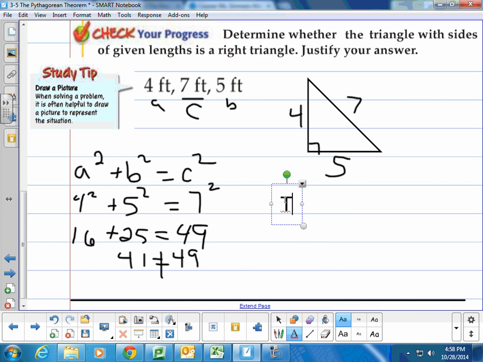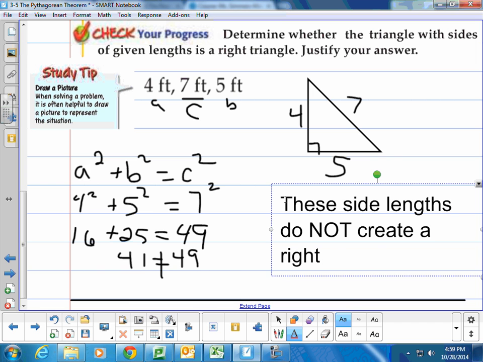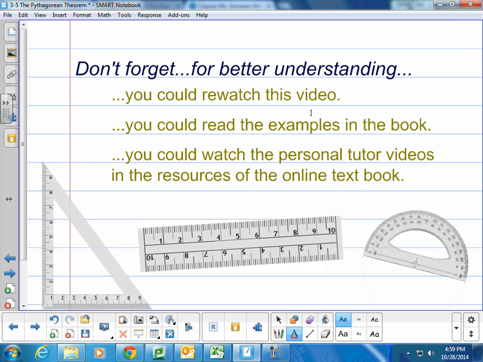So what that means is that these side lengths do not create a right triangle. That's what we know. The Pythagorean theorem can help us quite a bit. So rewatch the video or pause on places you need to. Check examples in the book. Check out Personal Tutor. There's a lot of things out there on the Pythagorean theorem.